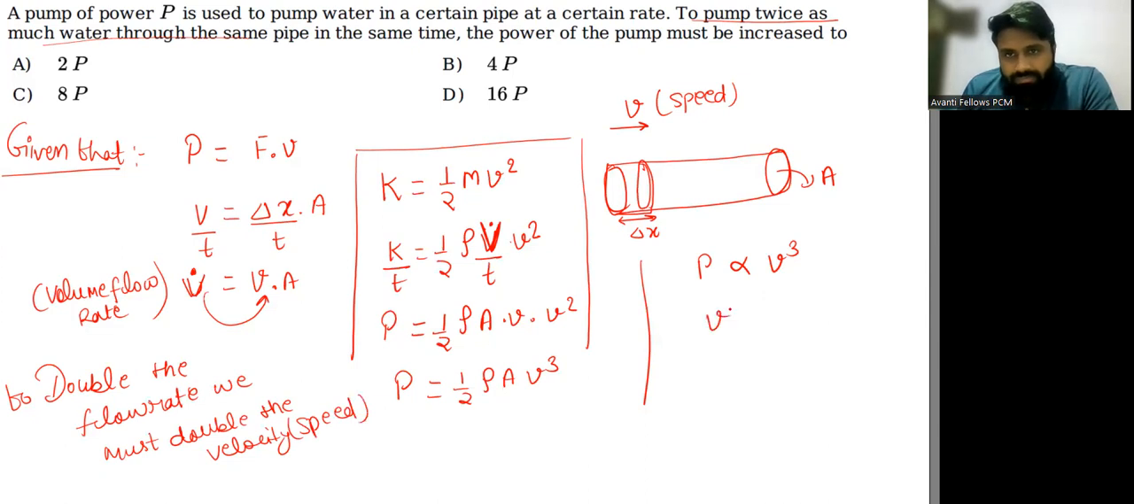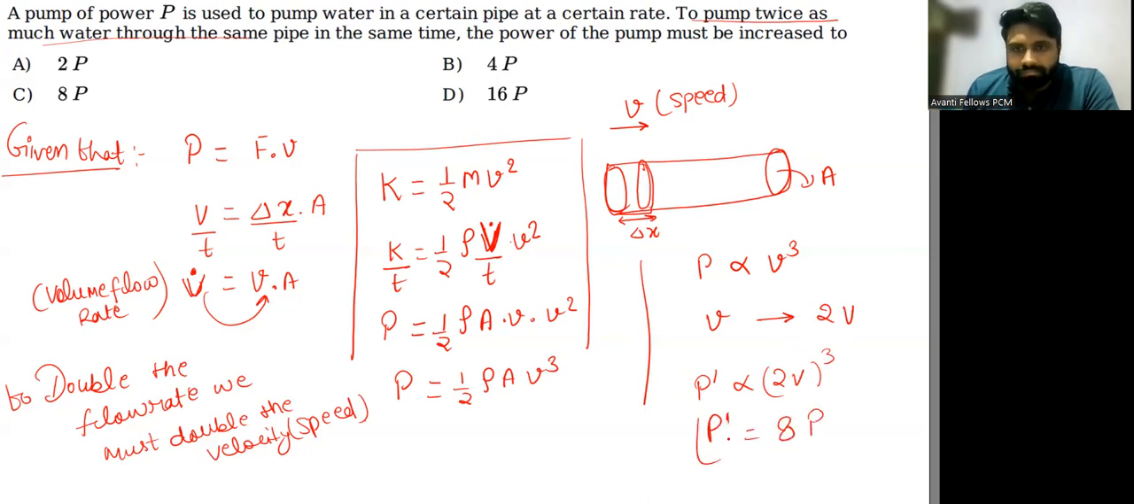So speed from V, we have to move it to 2V. So the power P dash will become 2 cube, or you can say P dash will become 2V cube. So P dash is nothing but equal to 8P. Okay, because 2 cube is 8. So 8 times the power needs to be delivered. Option C is the correct option.